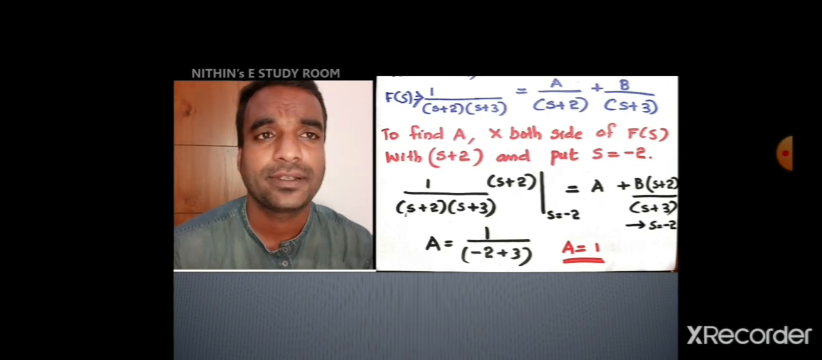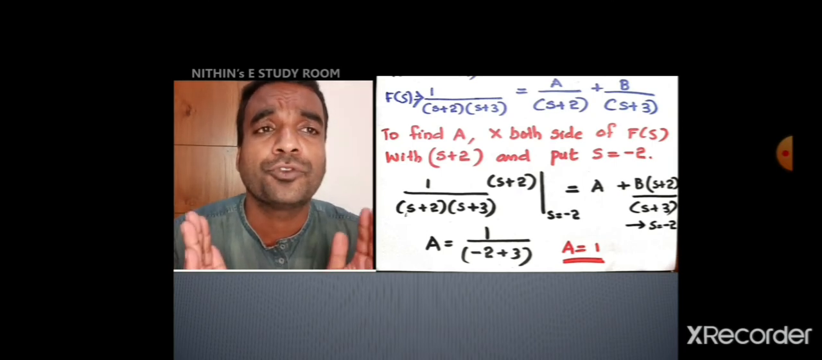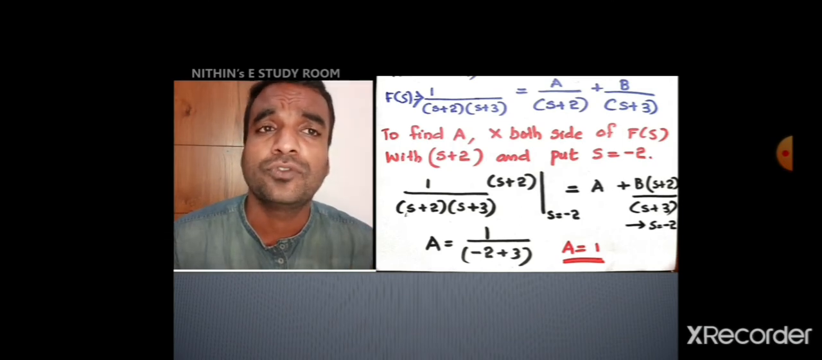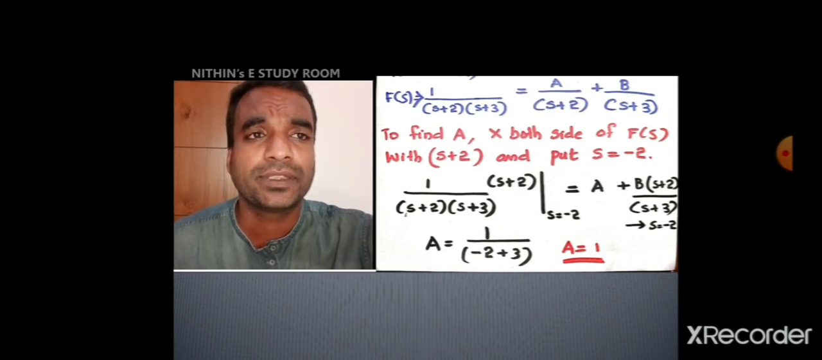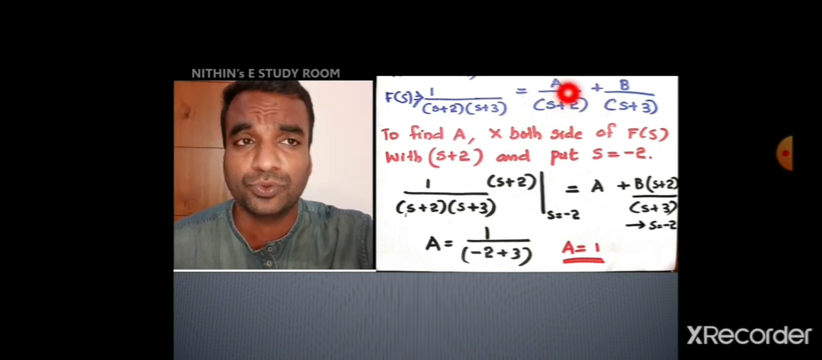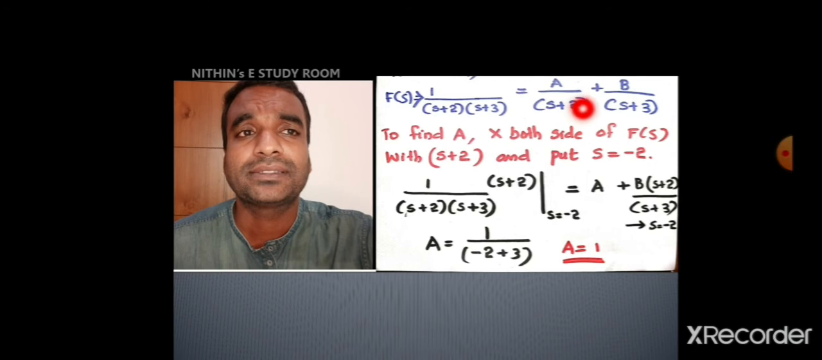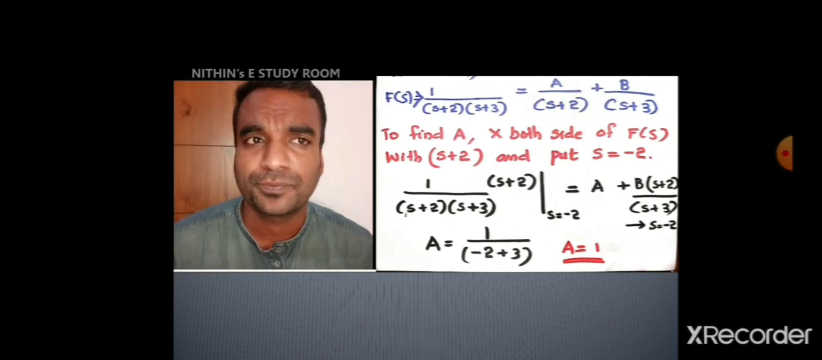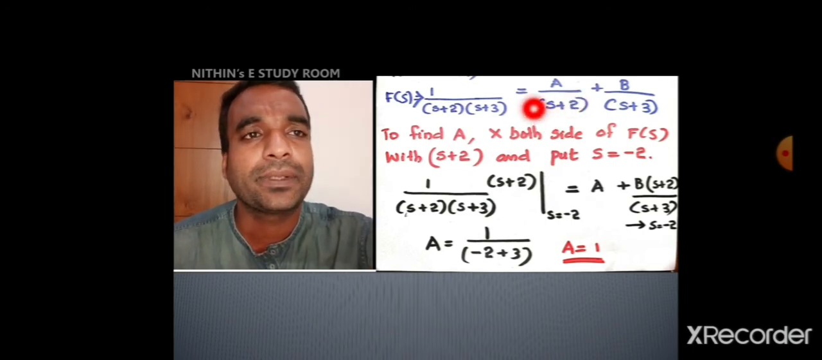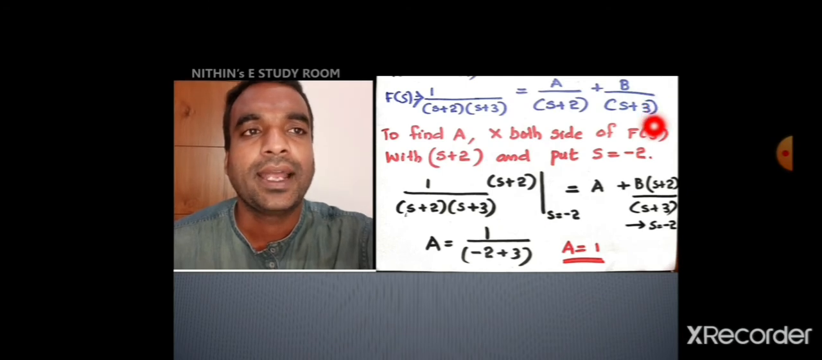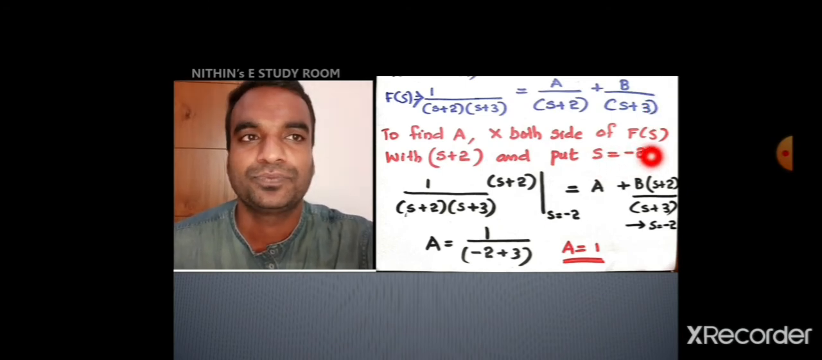And you should know that after this multiplication, you have to put s is equal to minus 2 for all the s terms. From where do you get s is equal to minus 2? Here you can see, put s is equal to minus 2, because you are multiplying with s plus 2 for finding a. So please take s plus 2 is equal to 0, so s is equal to minus 2. What I want to convey is, if you are multiplying on the right side with s plus 2, the first term will be a itself and the second term will be b into s plus 2 by s plus 3. And again you are going to put s is equal to minus 2. So what will happen?